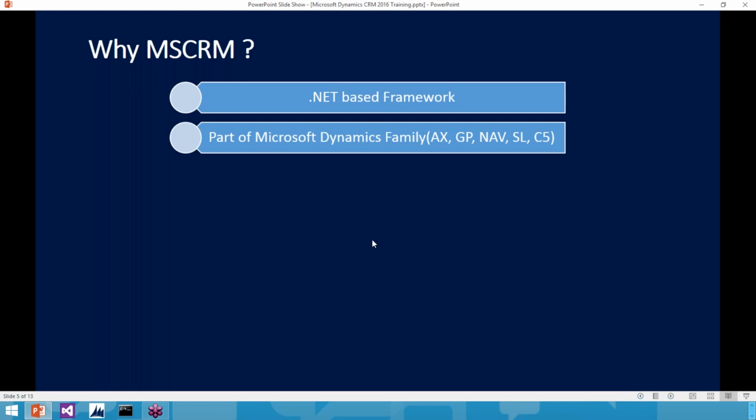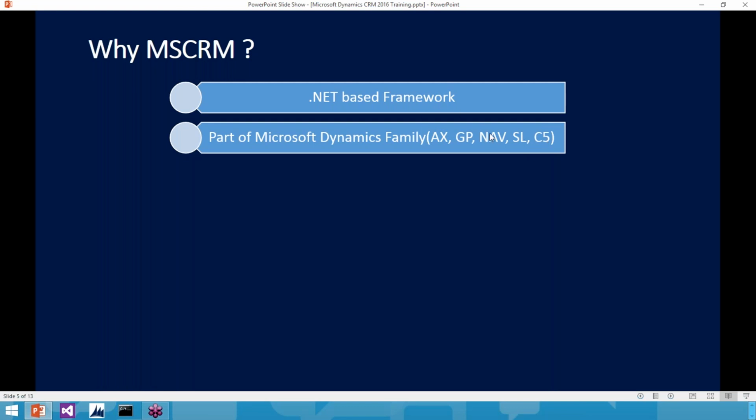All right. So the next important thing, Microsoft Dynamics CRM. It's one of the branches in the big Dynamics family. The Dynamics family consists of CRM, AX, GP, NAV, SL, C5. SL and C5, most of the companies are not using. There are a handful of companies who are currently using these systems. SL is an accounting system, and I don't even know what C5 is. It's very legacy software.